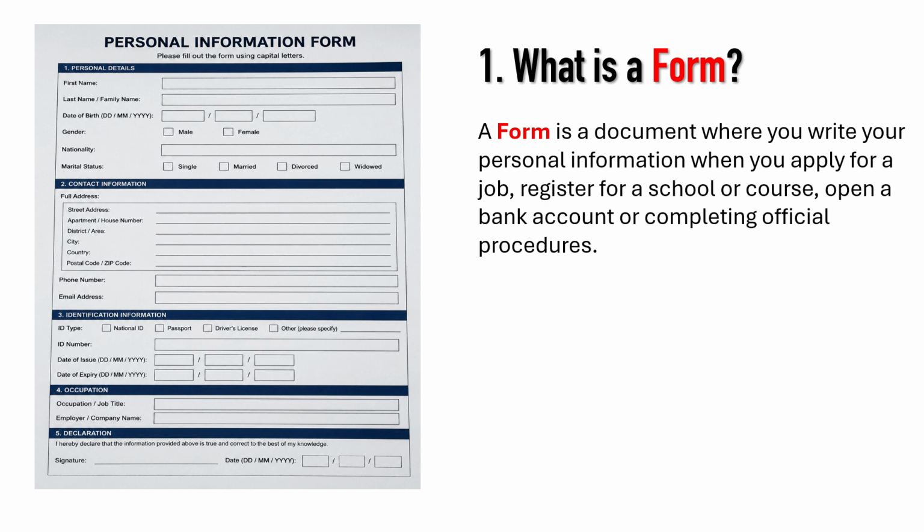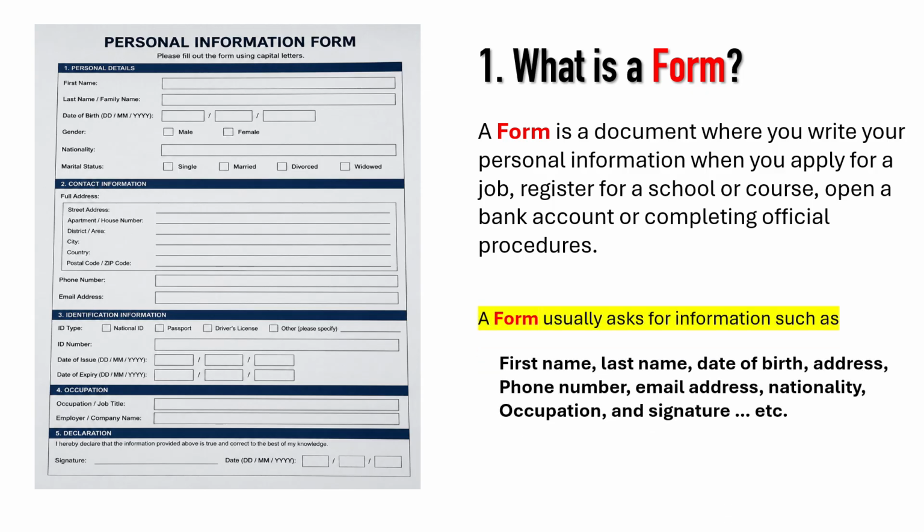A form is a document where you write your personal information when you, for example, apply for a job, register for a school or course, open a bank account, or complete any official procedures. A form usually asks for information like your first name, your last name, your date of birth, your address, your phone number, your email address, your nationality, occupation, signature, etc.